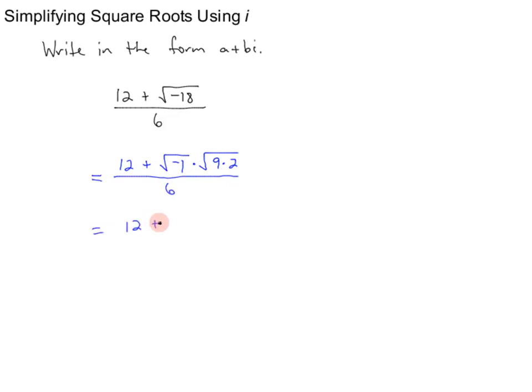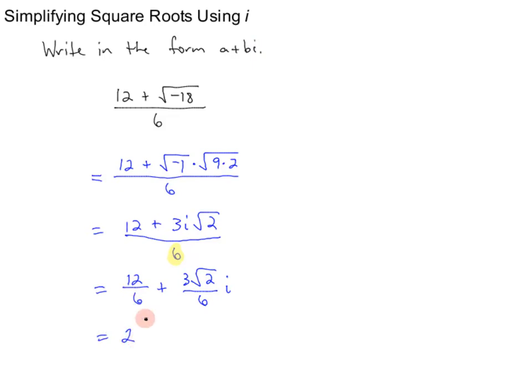So you've got 12 plus. When you pull the 9 out, you get a 3. And the square root of negative 1 is i, and you're left with the square root of 2. And this is all over 6. Now whenever you have multiple terms over a single term, you can split these up over that term. So you can write this as 12 over 6 plus 3 times the square root of 2 over 6. And the i here, because we want it in the form a plus bi, you can put the i out to the side. And so now you can reduce each of these.